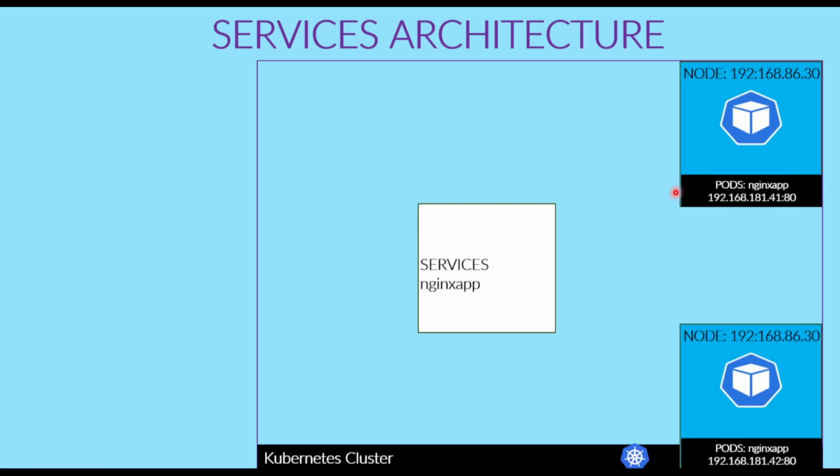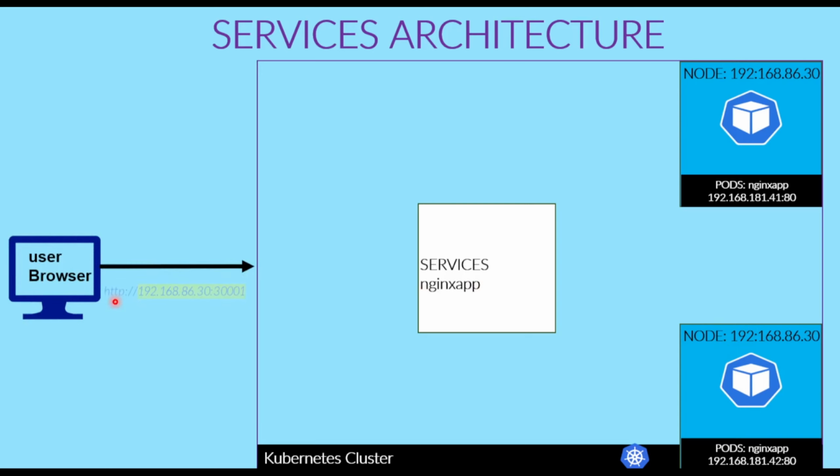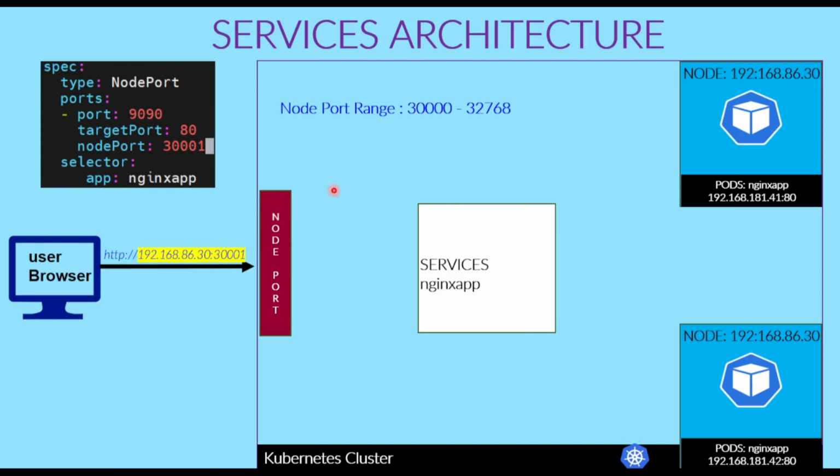Once that matching is performed, services will help you perform load balancing, and it will also help you reroute the traffic. Let us assume that someone wants to access these services through this IP, through this URL. You might wonder, what is this 30,001? Within the Kubernetes cluster, there is a concept called node port. The node port has a specific range from 30,000 to 32,767.